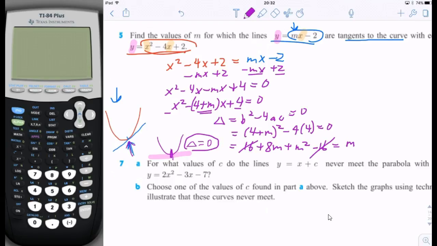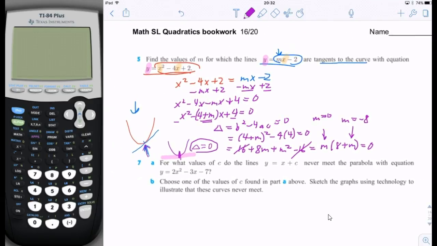We're going to factor this. So we're going to have 8 plus m here times m, and that is equal to 0. So the two values of m which make this true would be m equals 0 and m equals negative 8. Those are the two possible values that would make the discriminant equal to 0. So I think those are the answers we were looking for. Okay, they wanted the values of m.